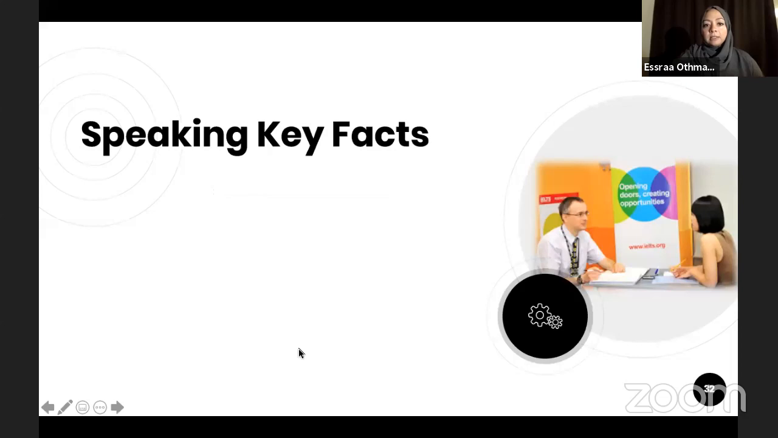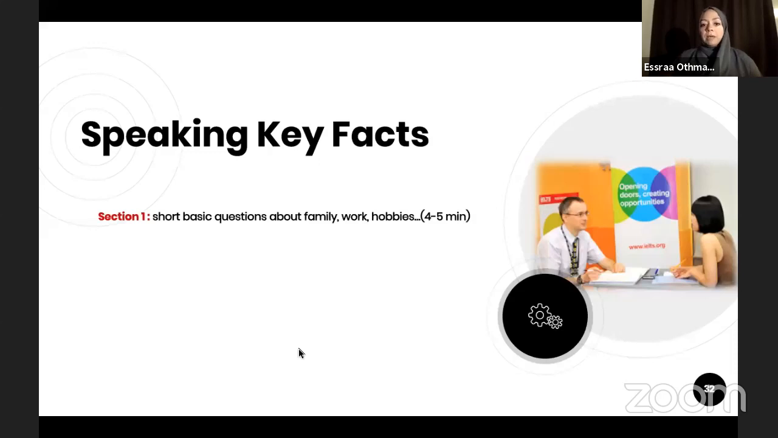After that, you can see that there are 3 sections. The first one is a short basic conversation, and this one would be about family, about work, about hobbies. Of course, you introduce yourself first, and the examiner will introduce himself or herself first. You will show him or her your ID, and then the questions start. And this would take about 4 to 5 minutes.